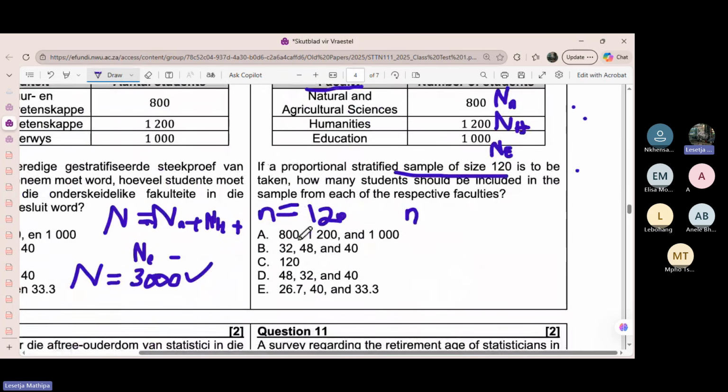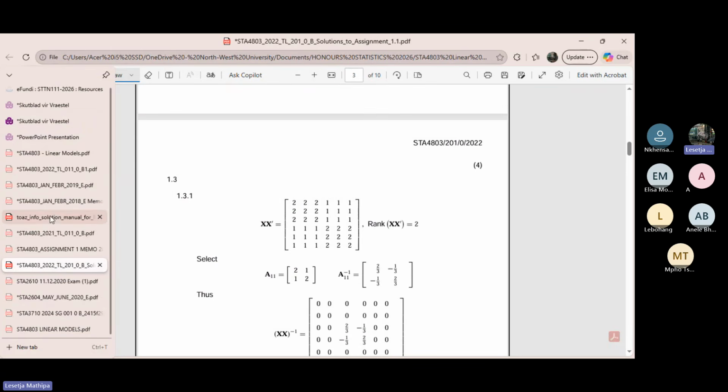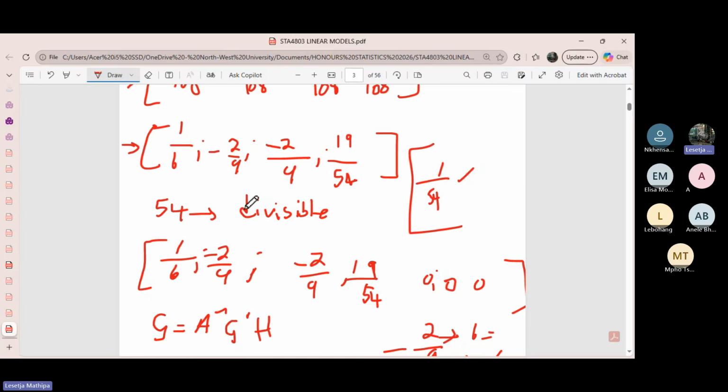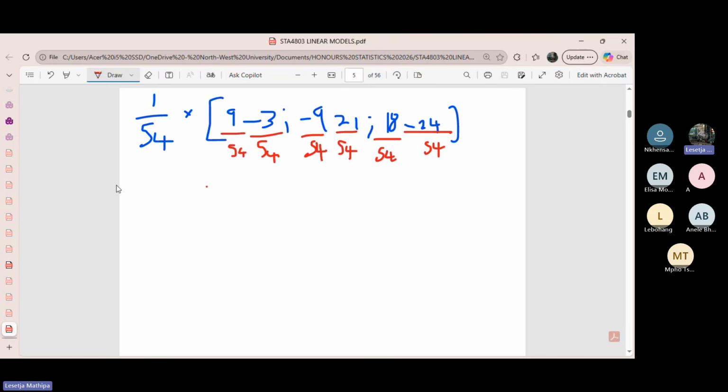Let me just use this document. Where is it? No, not this one. There's a document that I want to use. Let me just use this document. And we can use this. Let me just use this one.